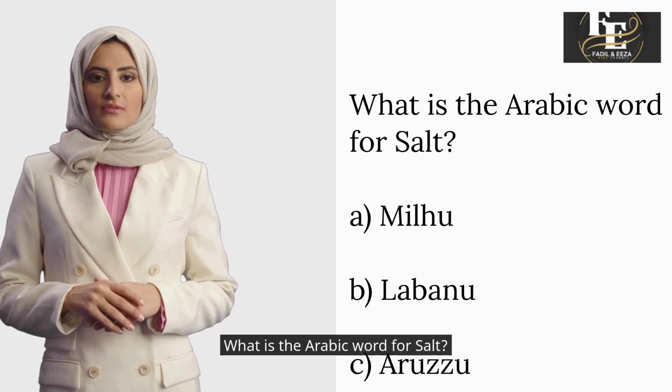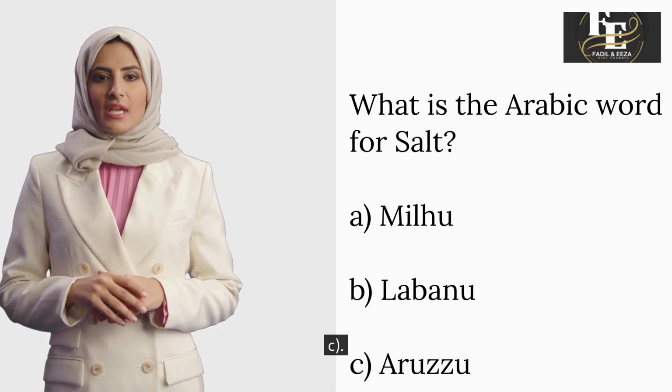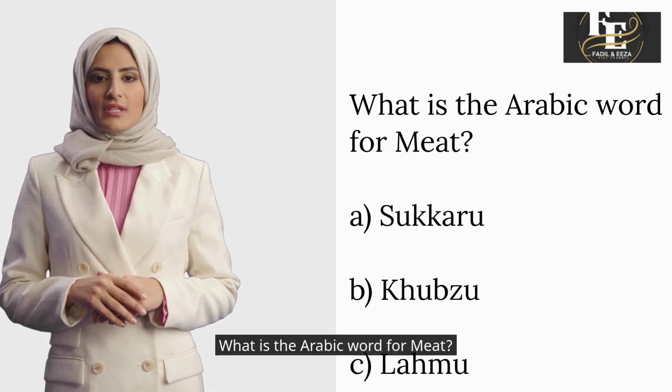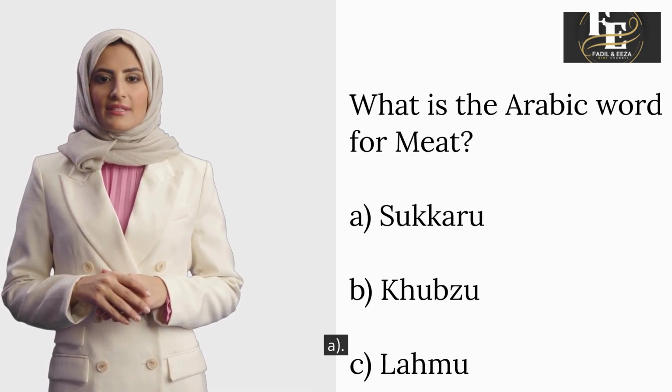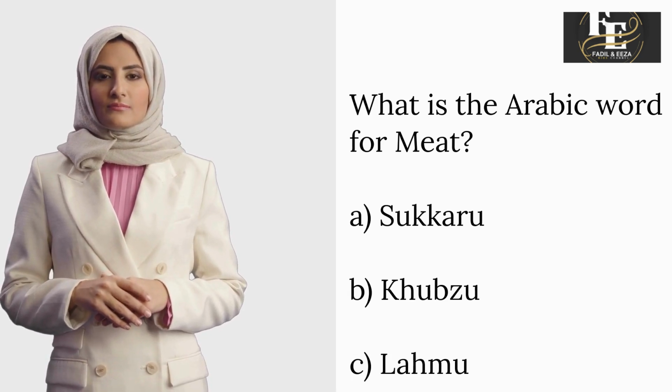What is the Arabic word for salt? A. Milhu. B. Labanu. C. Aruzu. What is the Arabic word for meat? A. Sukaru. B. Kubzu. C. Lahmu.